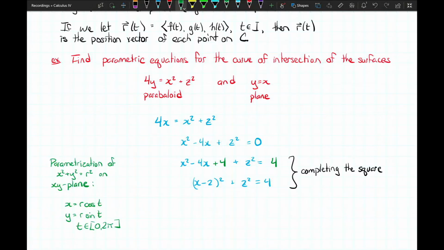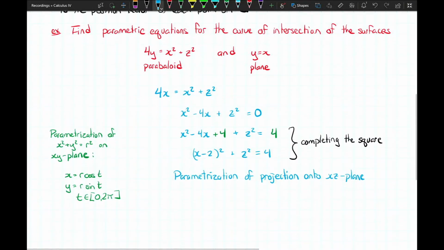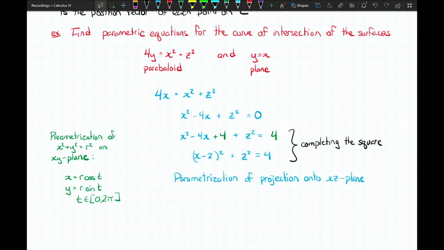It might be helpful just to remember that the parameterization of x squared plus y squared equals r squared on the xy plane is simply x equals r cosine t, y equals r sine t, with t being any value from 0 to 2 pi. And that just comes from trigonometry. So to get the parameterization of this intersection projected onto the xz plane, we will have x equals simply a shift, 2 plus 2 cosine t.